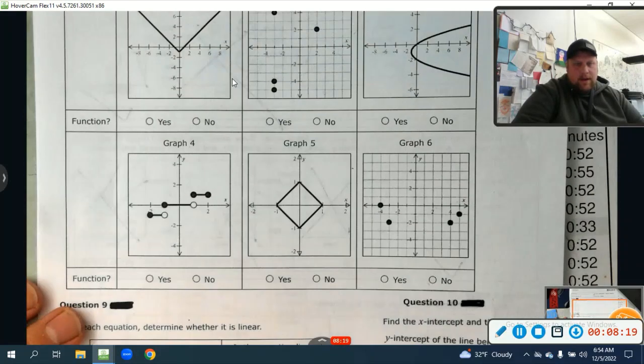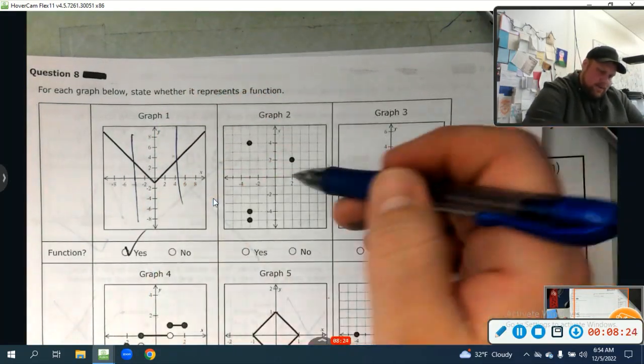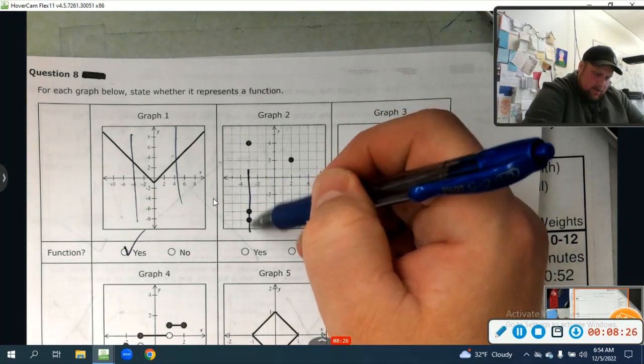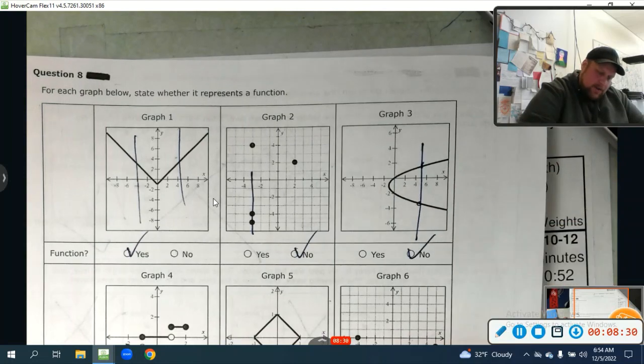Getting through this quick. Oh, this is your favorite. Vertical line test. Yes, it's a function. Vertical line test goes through those two lines, not a function. Vertical line test hits twice, not a function.